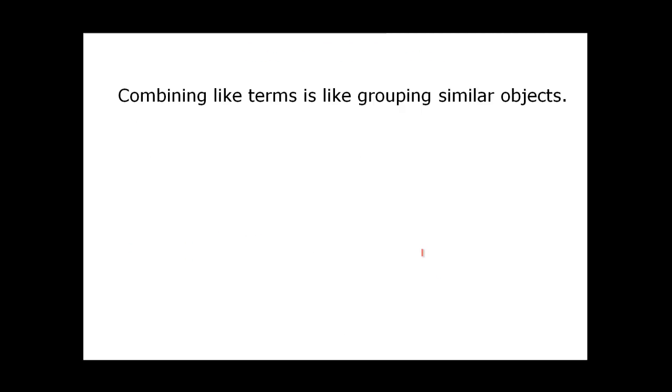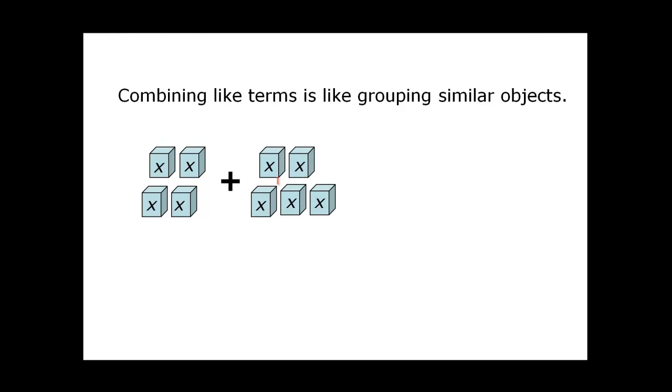Okay, what's the meaning of combining like terms? Combining like terms is like grouping similar objects. It's like I'm making groups from like objects. Okay, if I have here 4x, I have the variable x. I have 4 from this variable and I have 5 from the same variable, 5x. So we will add them together.